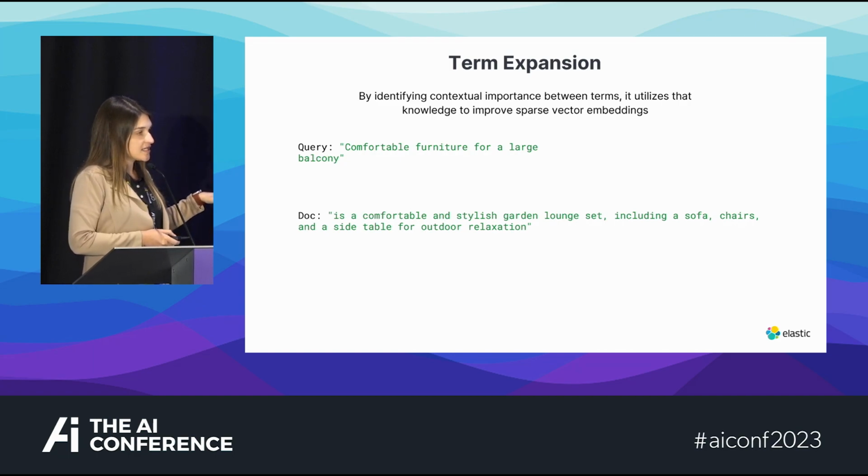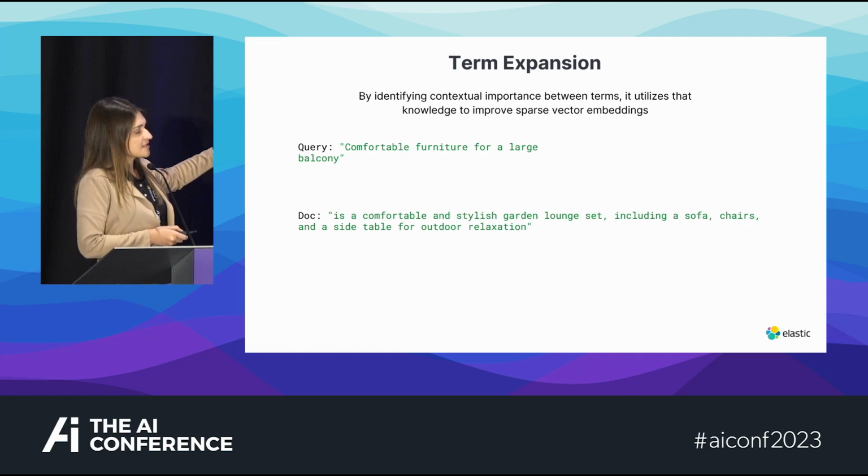So basically, it will identify the contextual importance between the terms. It is pre-trained, so it will identify the relevance, the importance of the terms, and then it will utilize this knowledge to improve the sparse embeddings. Let's consider this example here.